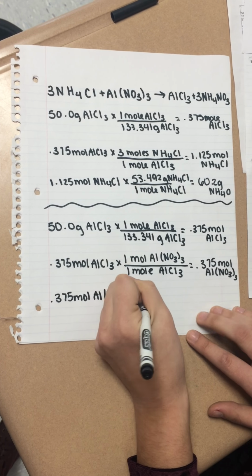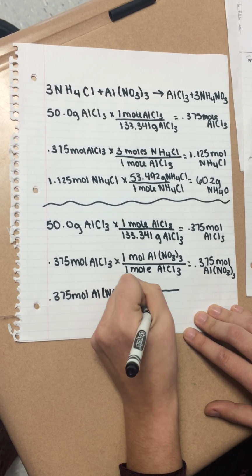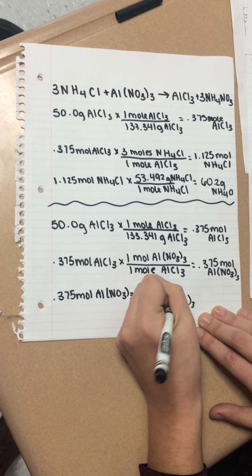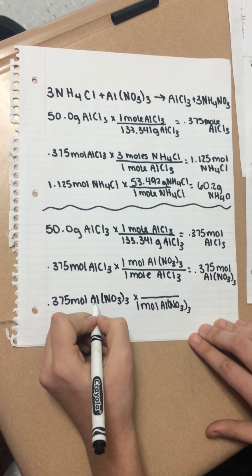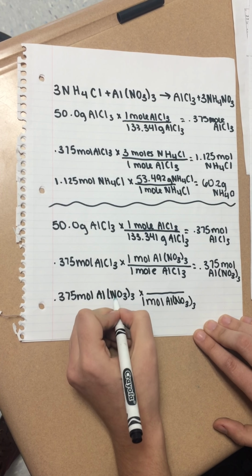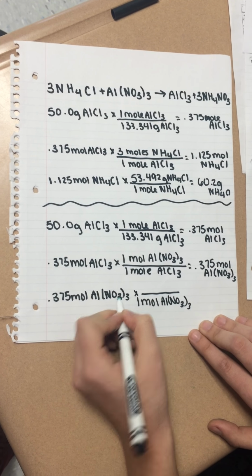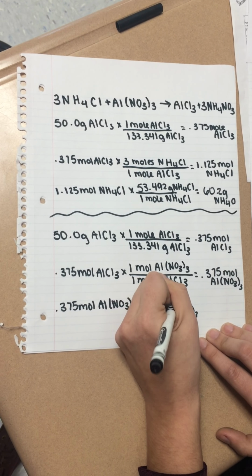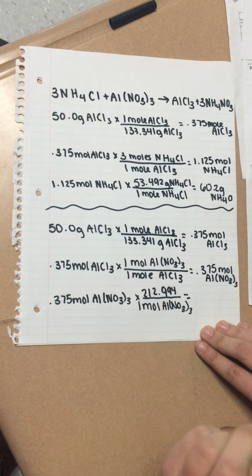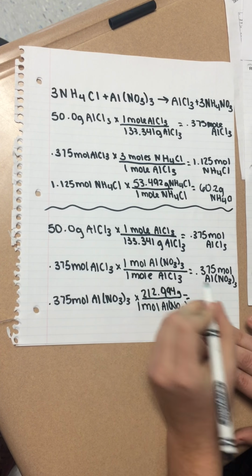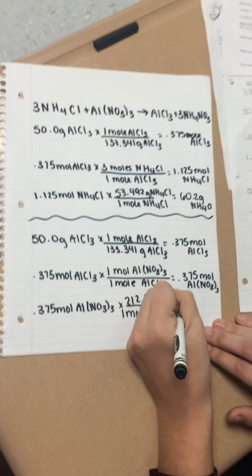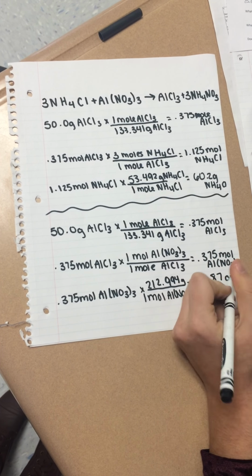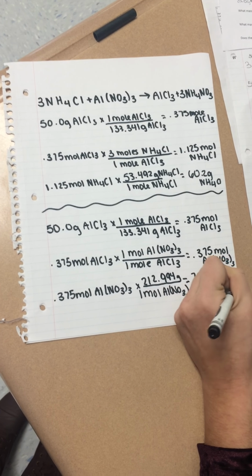And you take that number, 0.375 moles of aluminum nitrate, and multiply that with 1 mole of aluminum nitrate. So when you're multiplying, you get aluminum from the periodic table, and then you add 3 times nitrogen, and then 3 times 3 is 9 oxygen, and you should get around 212.994, and that's grams of aluminum nitrate. And then you get 79.87 grams of aluminum nitrate, and that is your answer.